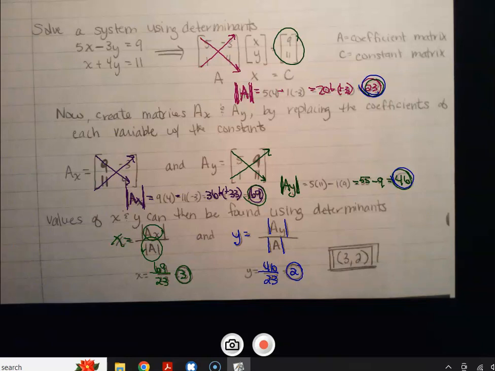So again, like we've been doing throughout the whole year, we write these answers as an ordered pair. X is 3, y is 2. So our solution is (3, 2). That's your final solution, your final answer.